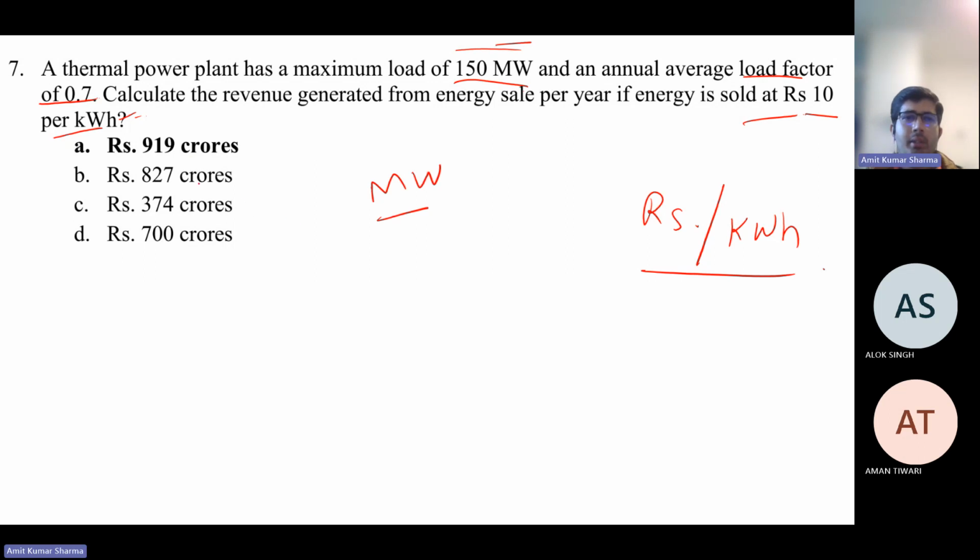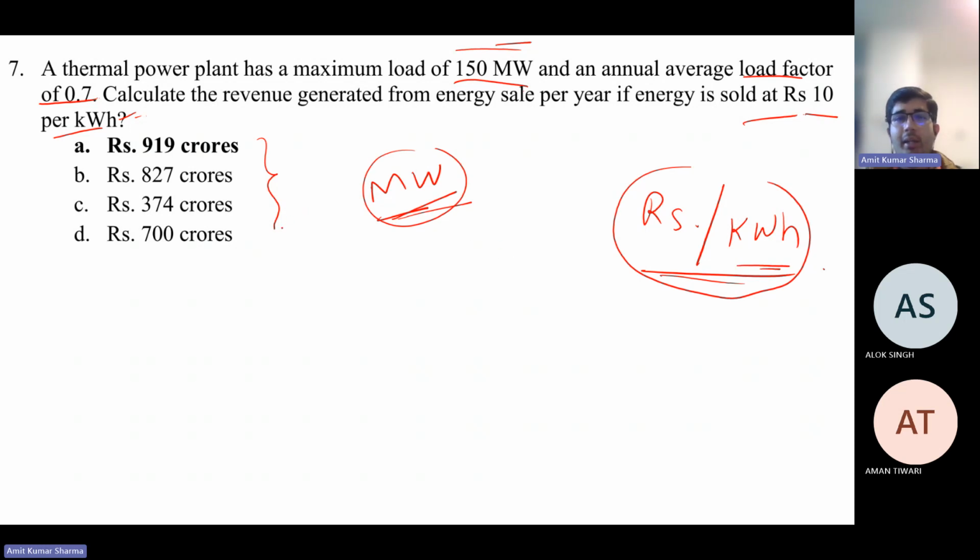And you have to find the answer in rupees. So basically it means that you have to multiply this and this. But you should know which value to multiply because you have been given the load factor also. So here comes the concept. But basically you know that you need to multiply this and this. But here you will see this unit is in megawatt, this is in kilowatt hour. So you should convert it into megawatt hour. So if you convert it into megawatt hours, you have to multiply with time. Okay.